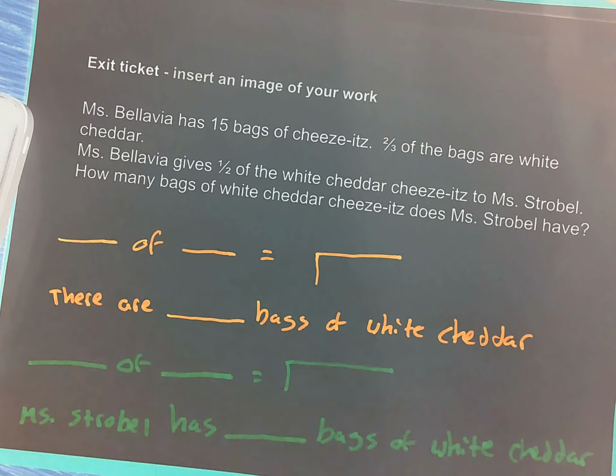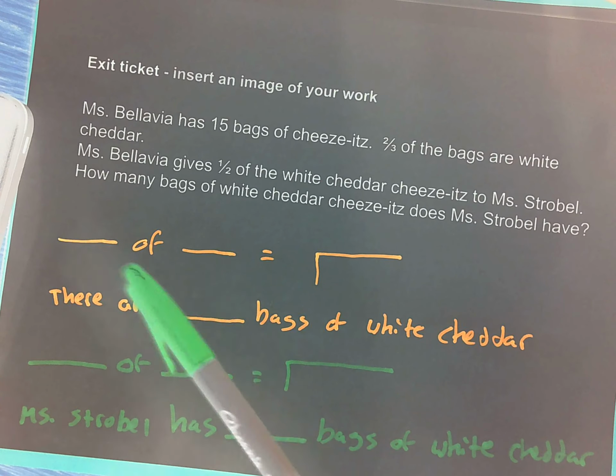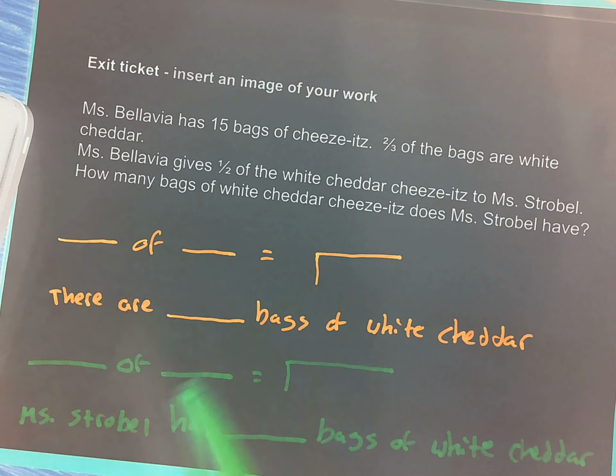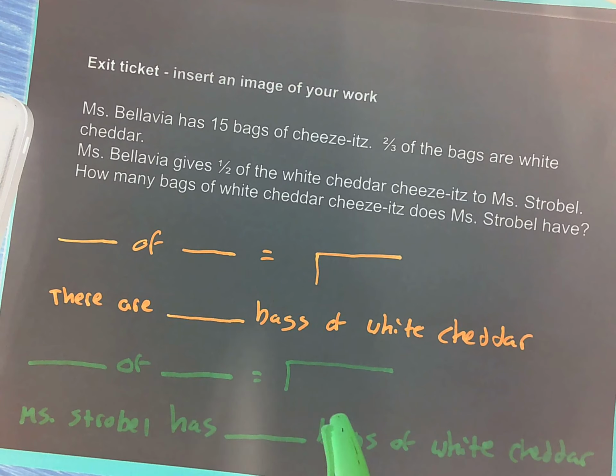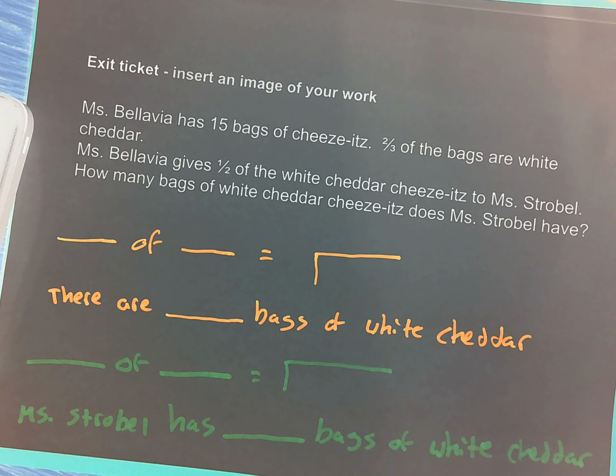Here's a frame to help guide you in solving your problem. You're going to want to find out how many bags are white cheddar, right? By multiplying across and dividing. Then you're going to want to find how many of those bags are given to Miss Strobel by, again, multiplying across and dividing. Make sure to insert a picture of your work for your exit ticket and turn in your notes.